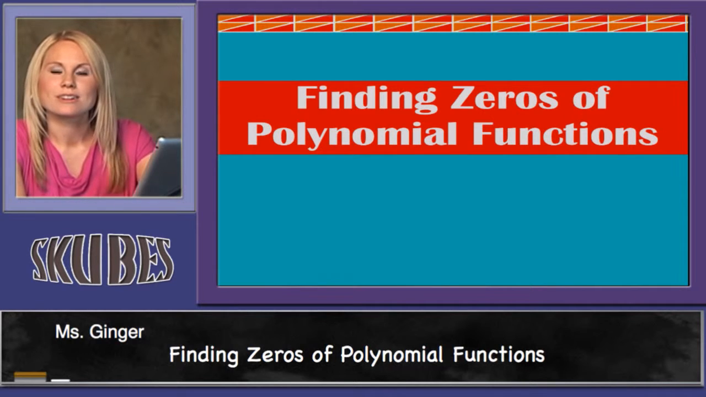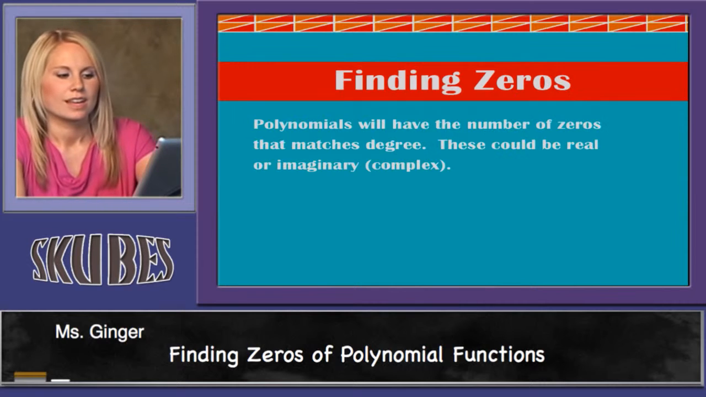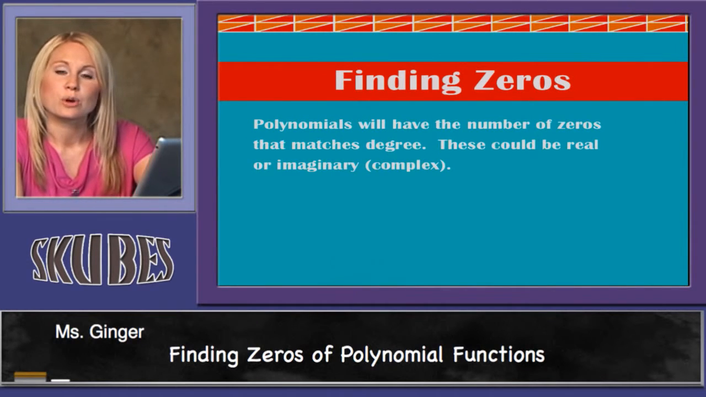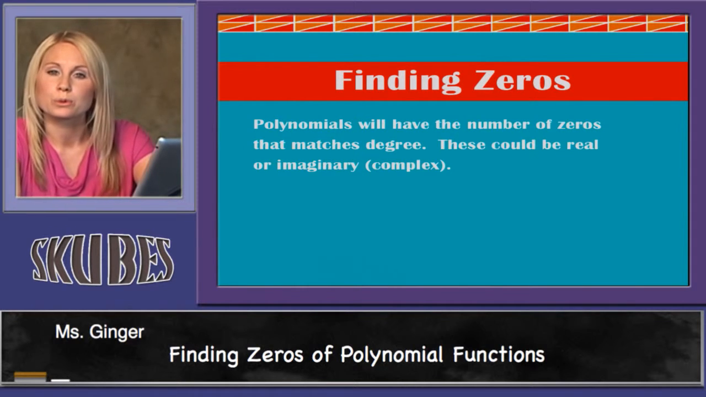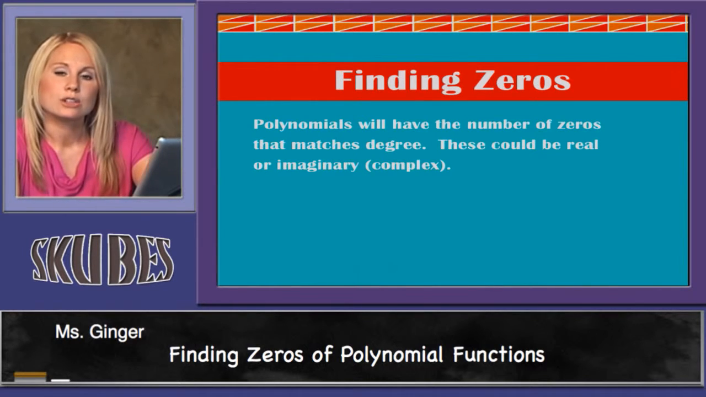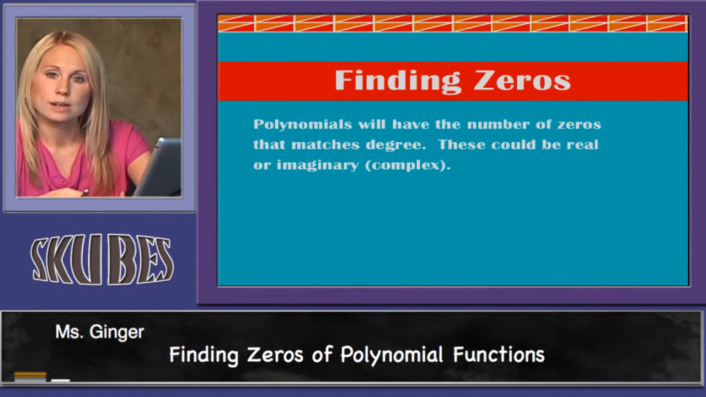Everybody, and welcome to our lesson on finding zeros of polynomial functions. The zeros are going to be those places where the polynomial function crosses the x-axis, so sometimes they're called x-intercepts or roots. And one thing you should know when you're starting to find the zeros of one of these functions is that you should come up with as many zeros as you have in the degree number.